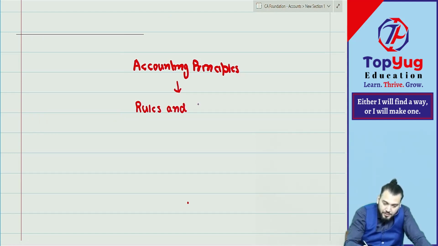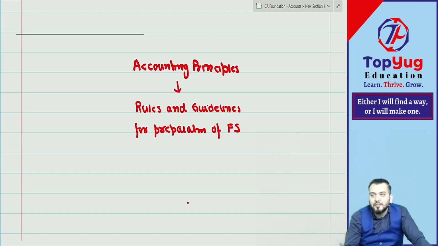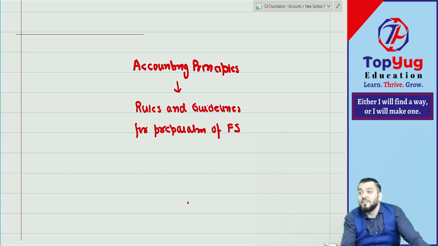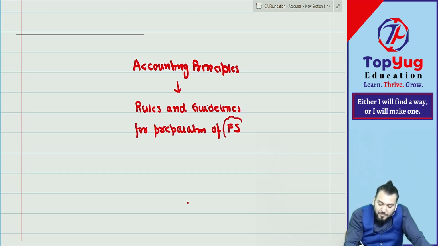and guidelines for preparation of FS. FS means what? You can understand my emotions, right? So for preparation of financial statement, our objective is to prepare financial statement and then communicate the information through that to the user. So some principle is required for the preparation of financial statement.